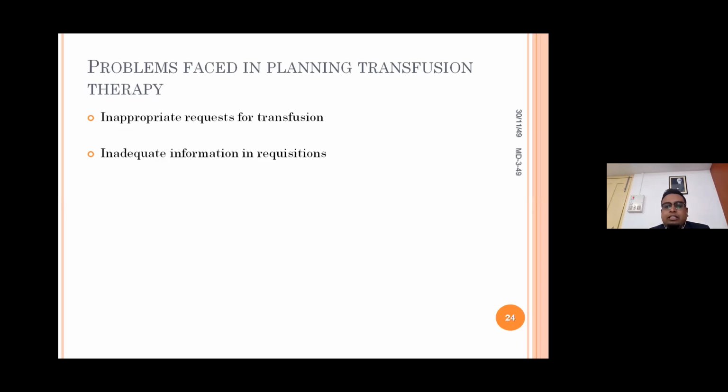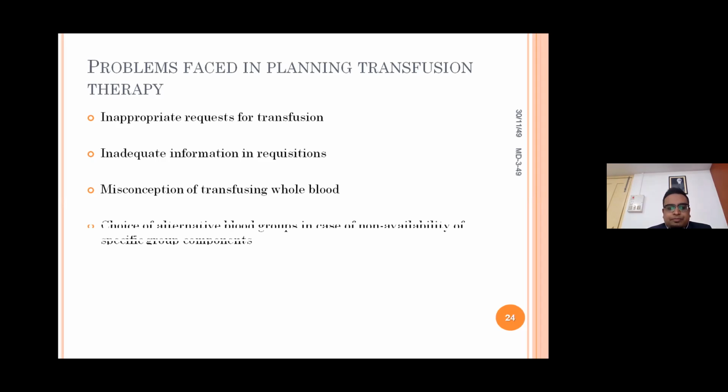So if we are not getting proper information, for example, in a case of anemia, if I do not know what actually is the hemoglobin level of the patient, it becomes very difficult for the blood bank to decide how many units of blood the patient should actually require. Misconception of transfusing whole blood, I guess I have been able to get rid of that misconception. And choice of alternative blood groups in case of non-availability of specific group components.